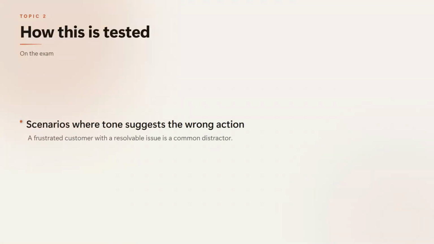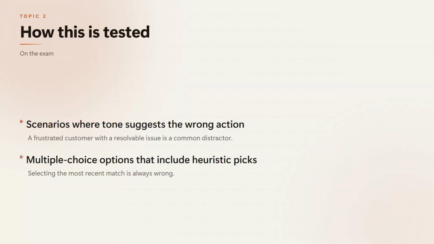On the exam, expect scenarios where the customer's tone pushes you toward the wrong action. The classic distractor is a frustrated customer with a straightforward issue. The test wants to see if you escalate based on emotion. Do not. The other trap is a multiple choice option that says to pick the most recent or closest customer match. That is always wrong. Remember, the discriminator is authority and information, never tone. This is testcraft, but it reflects the real-world judgment the certification is designed to validate.